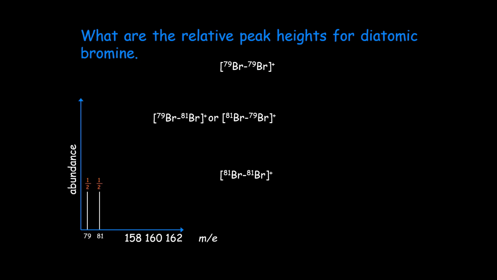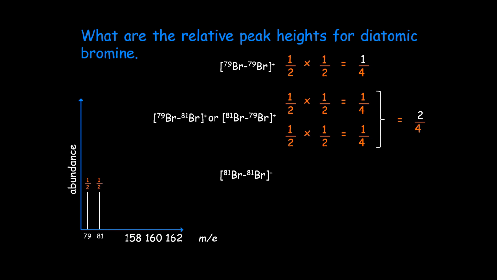So the relative peak heights for the diatomic bromine. Well, we see that the 2 isotopes, 79 and 81, are 50-50, or half to half. So therefore, the 79-79 diatomic bromine is going to be 1/2 times 1/2 equals 1/4. For the 79-81, it's going to be 1/2 times 1/2 equals 1/4. And for the 81-79, it's going to be 1/2 times 1/2 is 1/4. So 1/4 and 1/4 is 2/4. And for the 81-81, it's going to be 1/2 times 1/2 is 1/4. So the ratio is going to be 1 to 2 to 1.